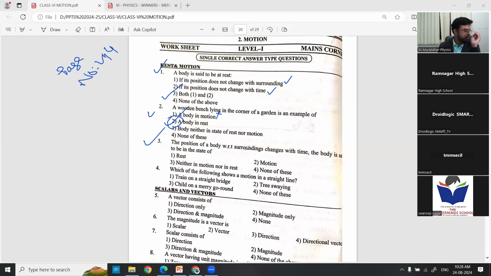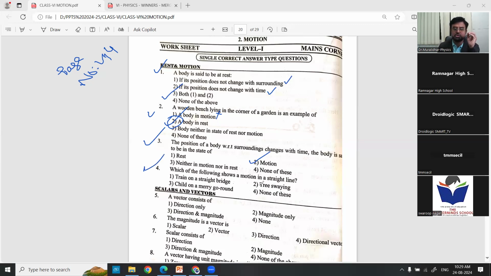Question number 3. If the position of the body with respect to, WRT means with respect to, surroundings changes with time, the body is in the state of motion. As it is changing position, it is in the state of motion. Answer is 2.